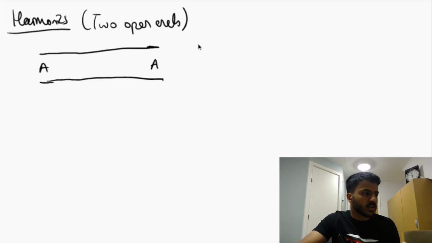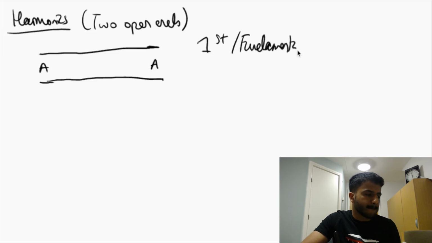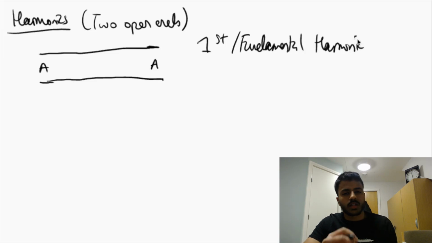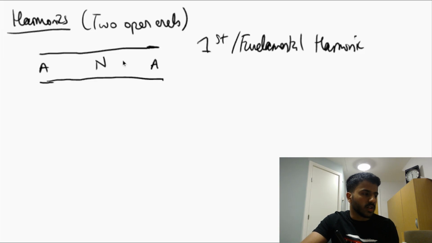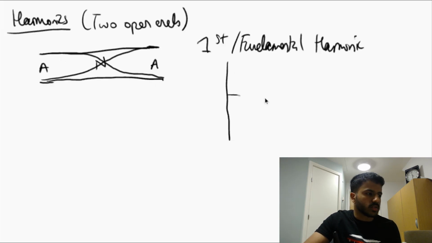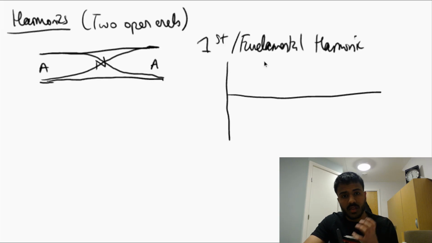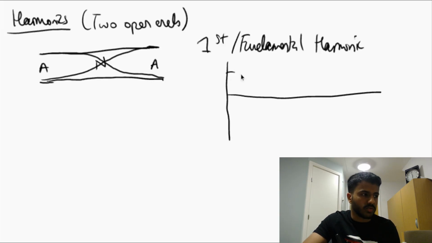Now the first or fundamental harmonic is formed in this tube when there is only one node in the middle. And if you have a position of antinode, node, antinode, well then this wave is going to look something like this, or something like that. And here's your regular wave structure. And because we are told that antinodes are formed at each end, we'll start off at an antinode.